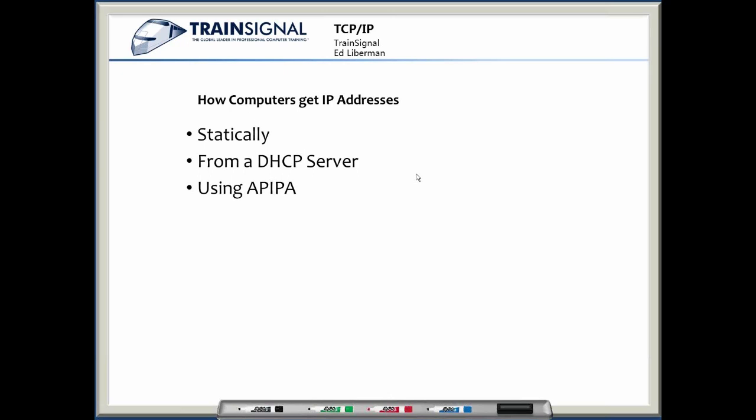The third way is using APIPA, Automatic Private IP Addressing, and this is that thing that I was just talking about with the reserved 169.254 range. With APIPA, computers can give themselves an IP address in that range. They just randomly pick one, and then they can communicate with other computers that also are within that range, but you can't get out to the internet.